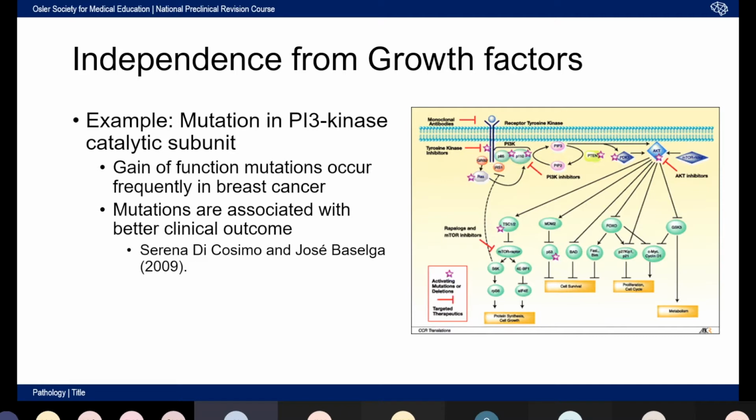Mutations or deletions that result in aberrant activation of the pathway are displayed as stars on this diagram, so the different things that could be mutated to affect the pathways. And opportunities for therapeutic intervention are also shown here, the red lines, and that's important as it demonstrates why understanding all these pathways and what's actually going on in the cancer cells is really important. Interestingly, these gain of function mutations in PI3 kinase are associated with a better clinical outcome, including survival.